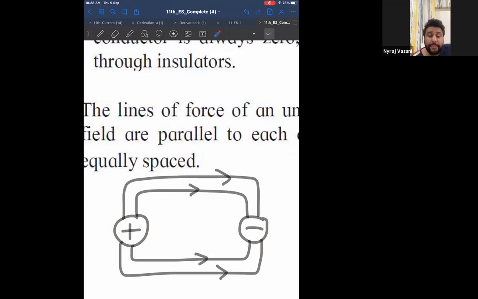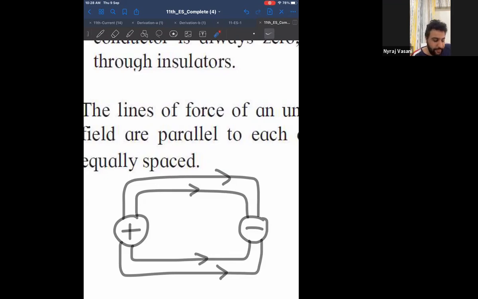This is the main difference between magnetic line of force and electric line of force. What is magnetic line of force? They go from North Pole to South Pole outside the magnet, and inside the magnet they go from South Pole to North Pole. But electric line of force does not go inside. Electric line of force only remains on the surface. They do not enter. I'll tell you why, okay?